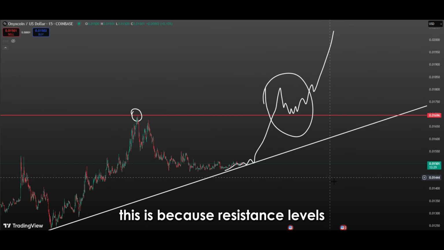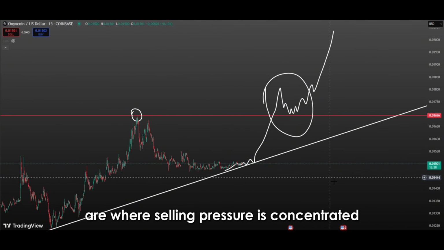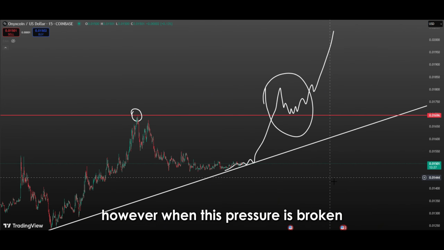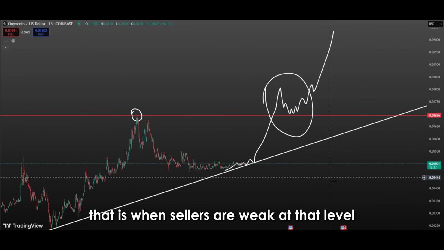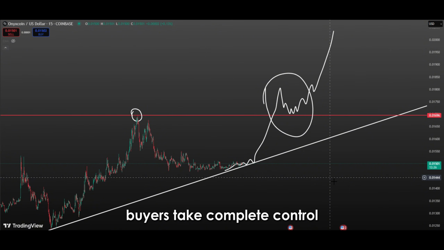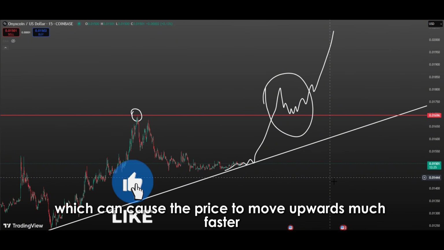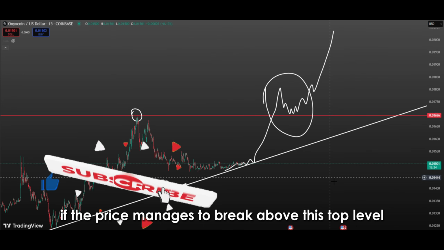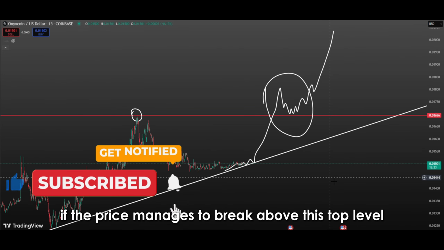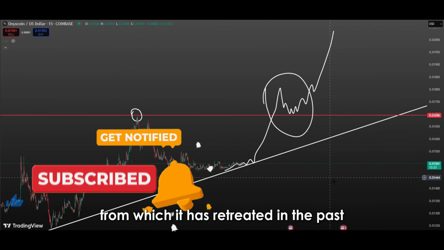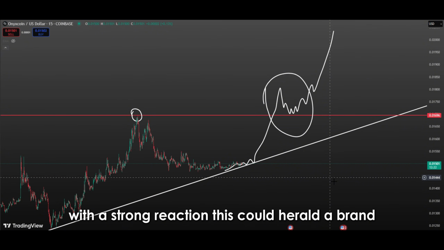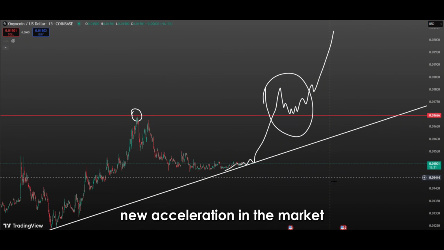This is because resistance levels are where selling pressure is concentrated. However, when this pressure is broken, that is when sellers are weak at that level, buyers take complete control, which can cause the price to move upwards much faster. In this case, if the price manages to break above this top level, from which it has retreated in the past with a strong reaction, this could herald a brand new acceleration in the market.